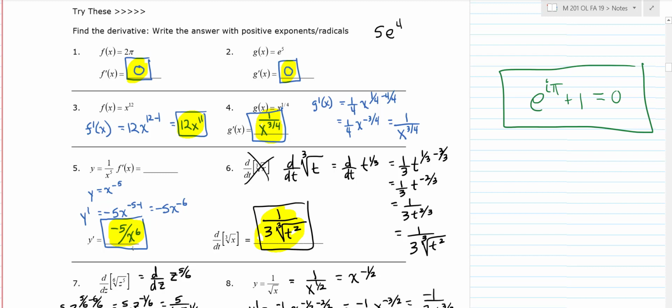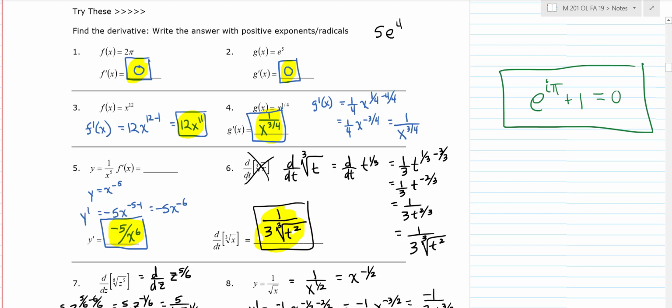Okay? Number 5, negative 5 over x to the 6th. You start by bringing the x to the negative 5 to the top so that you can do the power rule. Then negative 5 x to the negative 5 minus 1 gives this, and then change that to a positive exponent. Don't move the negative 5.